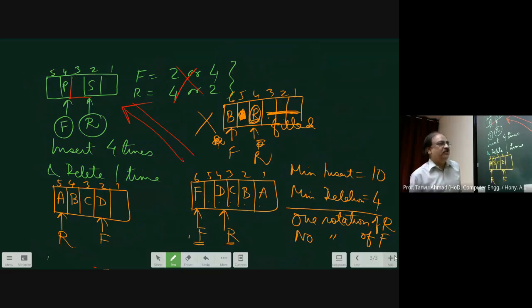If R is less than F, there would not be rotation. Correct? Now, just to revise all this, when I come on a Tuesday, I'll give you some problems, and you will be able to tell whether it is possible or not, and you have to fill the queue. I will give you the values of F and R, and with those values you have to tell the status of the queue. And by this method, you will be able to tell me whether it's correct or not.